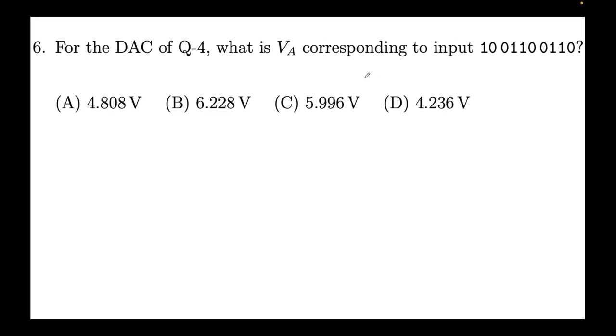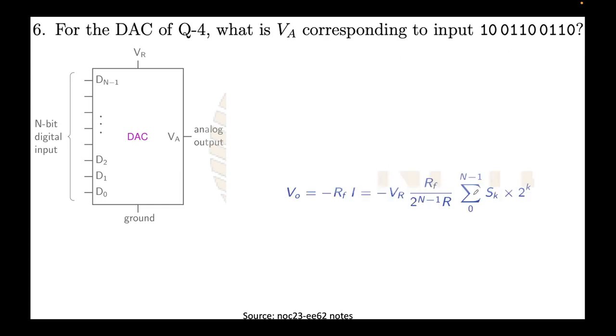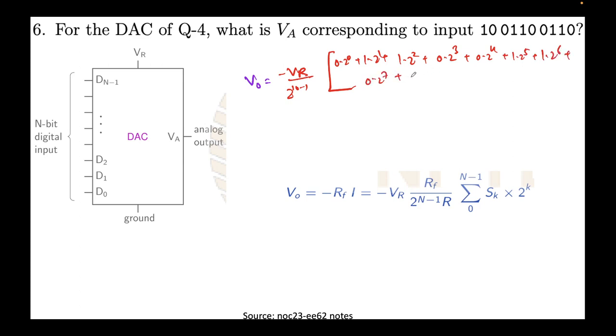For the DAC of question 4, what is the VA corresponding to this? This is the formula that we have. So again, we'll directly put that V naught. Again, I'll assume RF equal to R. So V naught will now turn out to be minus VR over 2 raised to the power 10 minus 1. Now we have to see which of them are high. So I'll write 0 into 2 raised to the power 0 plus 1 into 2 raised to the power 1 plus 1 into 2 raised to the power 2, 0 into 2 raised to the power 3, 0 into 2 raised to the power 4, 1 into 2 to the 5, 1 into 2 to the 6, 0 into 2 to the 7, 0 into 2 to the 8, plus 1 into 2 raised to the power 9.